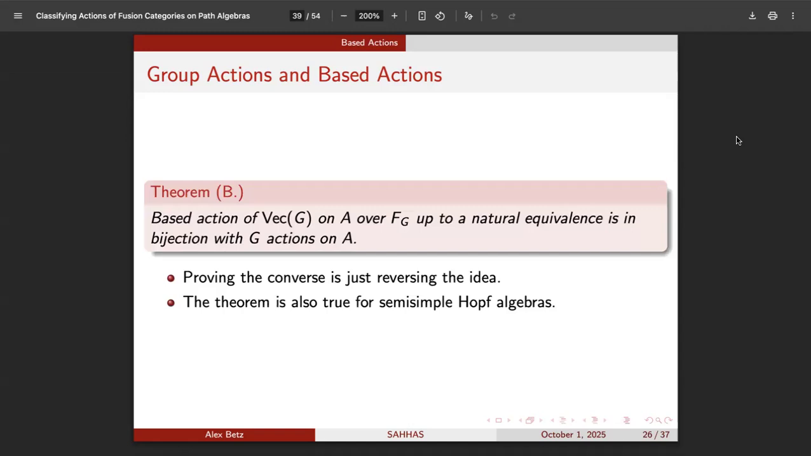If you read my paper on this on the arXiv, you will see that this theorem is true for semi-simple Hopf algebras. I did this in more generality, but I think everyone knows groups and likes groups, so it's a good way to present this material. It will be true for semi-simple Hopf algebras as well, where you replace this with co-rep H, and you replace this with the forgetful functor from co-rep H to vec. Okay, so that motivates why we should care about these actions.